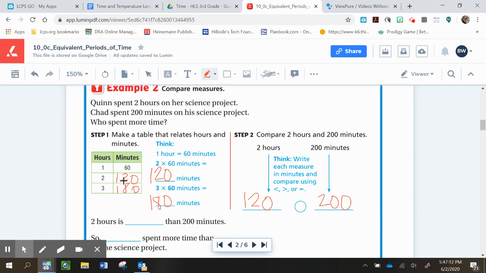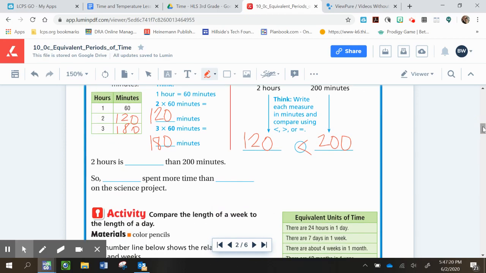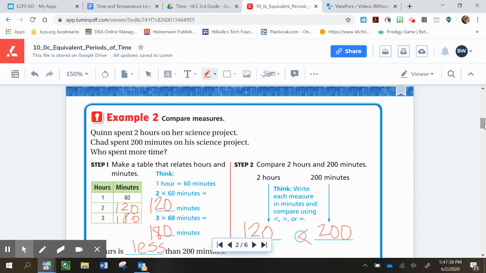So the bigger number is 200. So 120 is less than 200, so 2 hours is less than 200 minutes. So who spent more time than who? Let's scroll up. It looks like Chad spent more time than Quinn on the project.